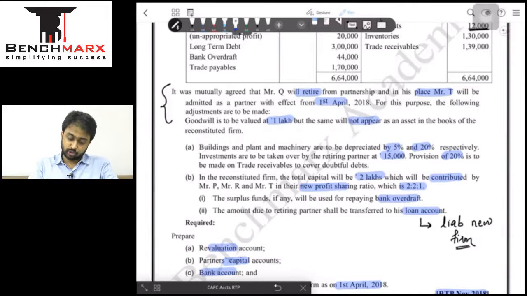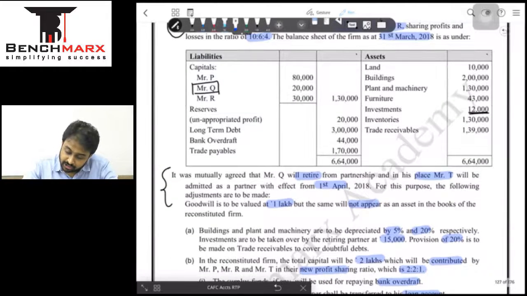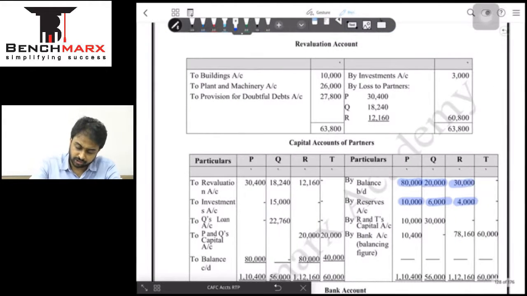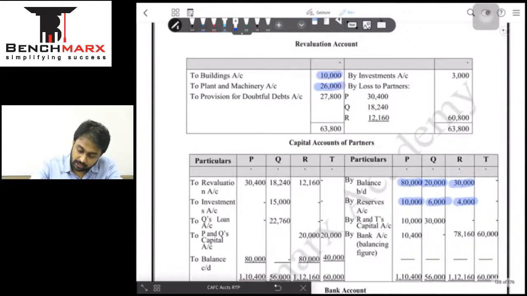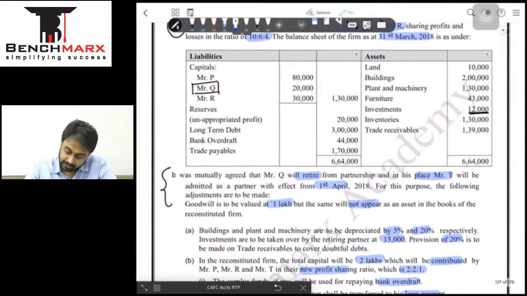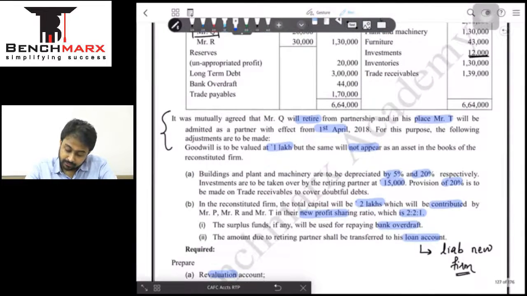Building is to be depreciated by 5 percent, so 5 percent of the building, which is 2 lakh, appears to be 10,000. It is a loss, it will go in the reval account debit side, being a loss. Plant and machinery is 20%, so 26,000 of 1,30,000, again reval account debit side because it is a loss. Okay, moving ahead.